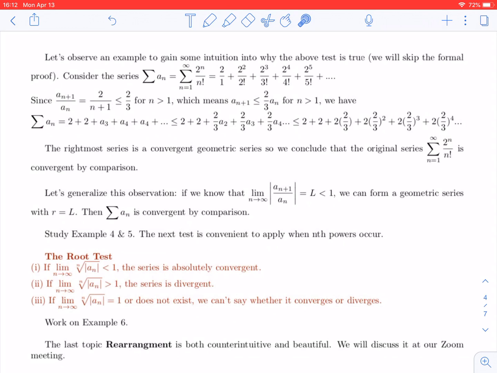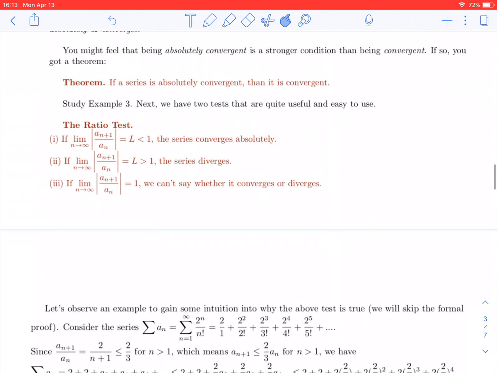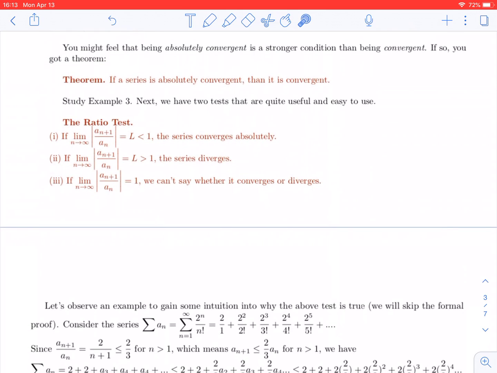So this tells us something about a series when we know the ratio of any two consecutive terms. Let's generalize our observation. Whenever we know that the absolute value of that ratio has a limit that's less than 1, we can always make a new geometric series with ratio equal to that limit, right? And then we can use a comparison test to tell whether this series is convergent or not. And so I hope you're convinced that the ratio test theorem makes sense, because we can always do the same thing like we do here.